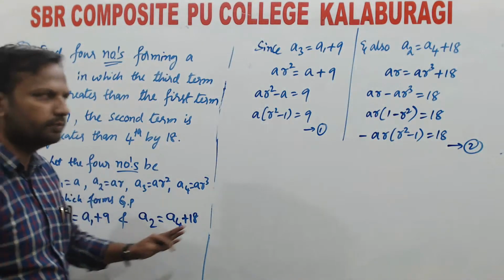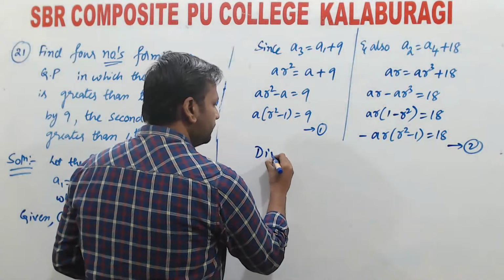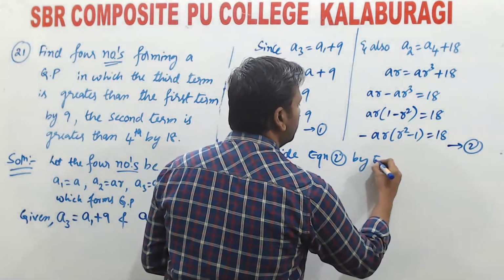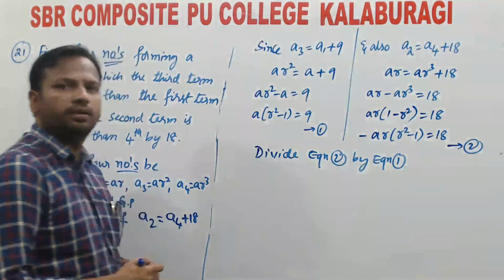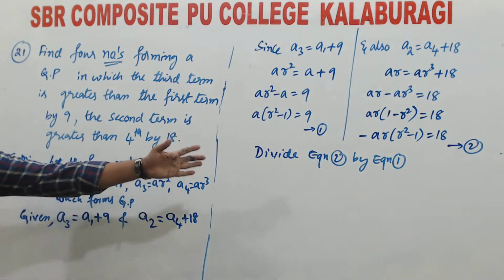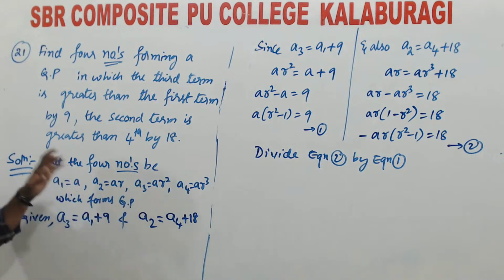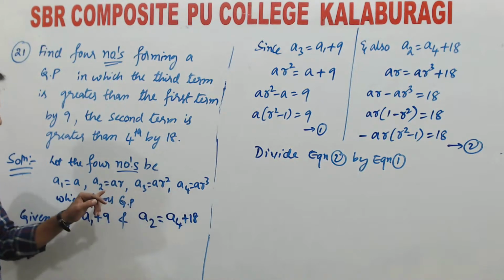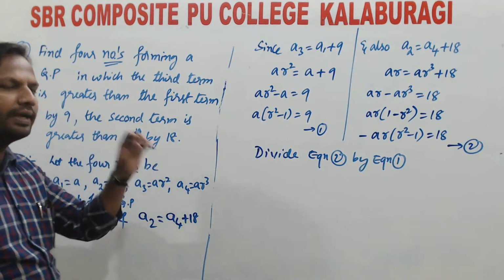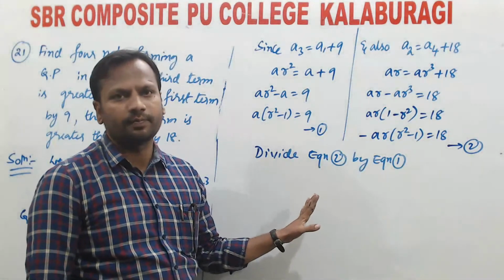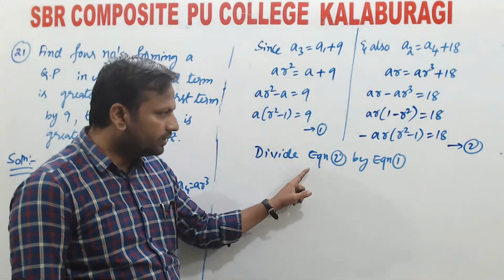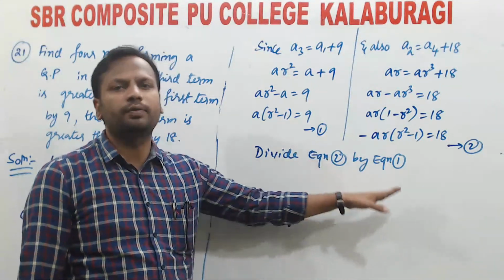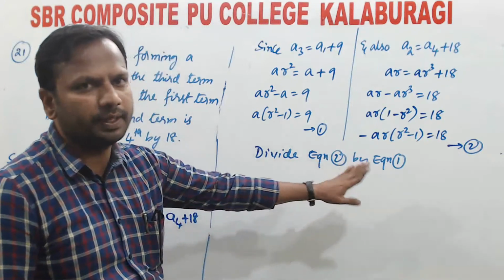So now to find the first 4 terms, I divide equation 2 by equation 1. Why am I doing this? Because to find the first 4 terms, I require the A value as well as the R value, so I should use both equations. You can divide equation 2 by equation 1, or equation 1 by equation 2, no problem.